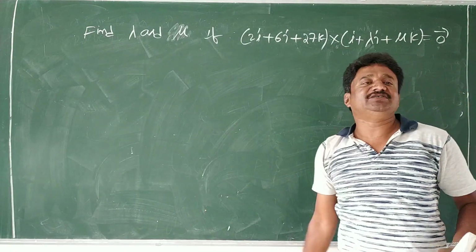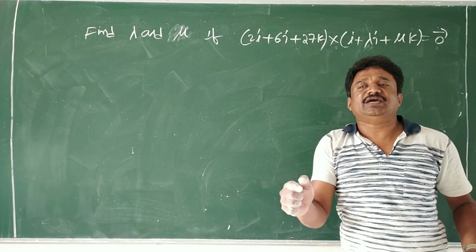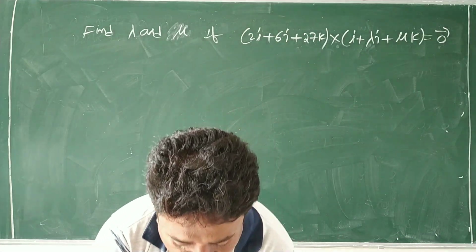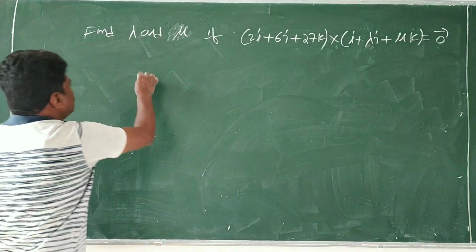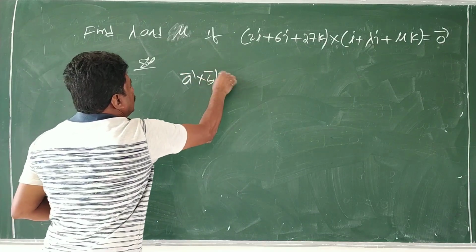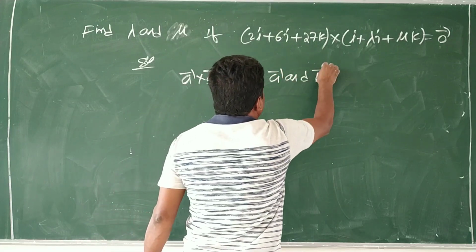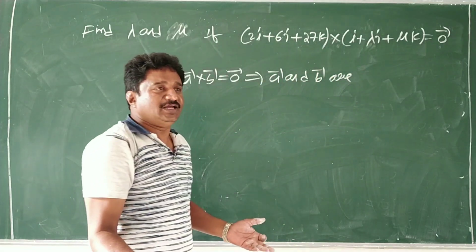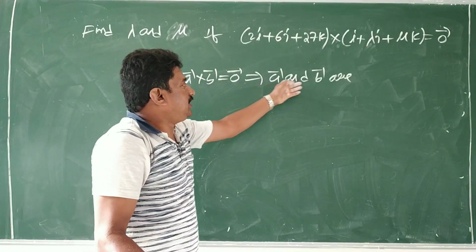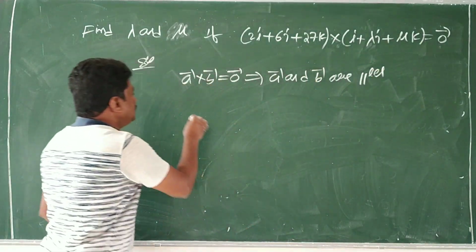Cross product is always a vector. Dot product is a scalar. Cross product is a vector. Right. So finding lambda and mu. Look at the students. Solution. You use this property: A cross B is equal to 0 vector. That implies vector A and vector B are either parallel or collinear. If A cross B becomes zero vector, vector A and vector B are parallel, or you take collinear, parallel.